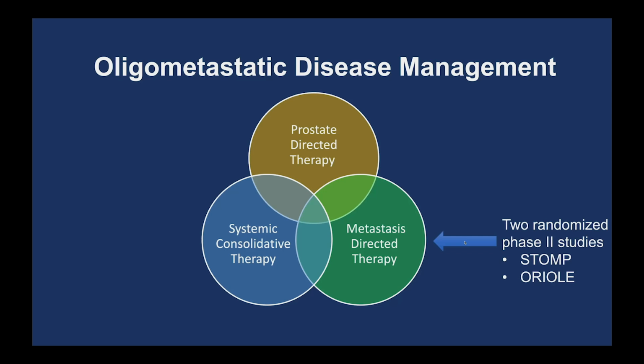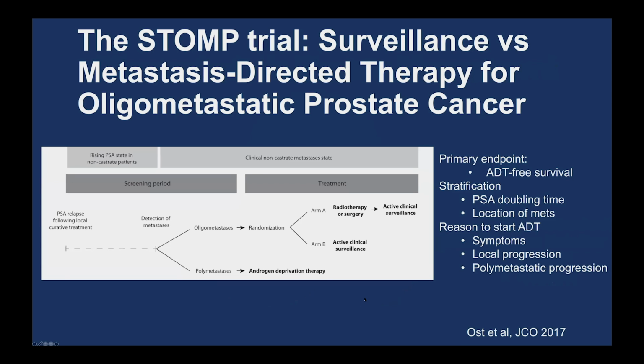So the STOMP study was a study of surveillance versus metastasis-directed therapy for patients with oligometastatic prostate cancer, run out of Belgium. And really, in this study, the study took patients who had a PSA or prostate cancer recurrence following either surgery or radiation for their prostate cancer. And then they used a new type of PET imaging called choline PET to detect metastasis. Those patients who just had a limited number of metastatic spots, again, consistent with oligometastatic disease, were randomized, in this case, to either radiation or surgery to remove all sites of metastatic disease or just following these patients.